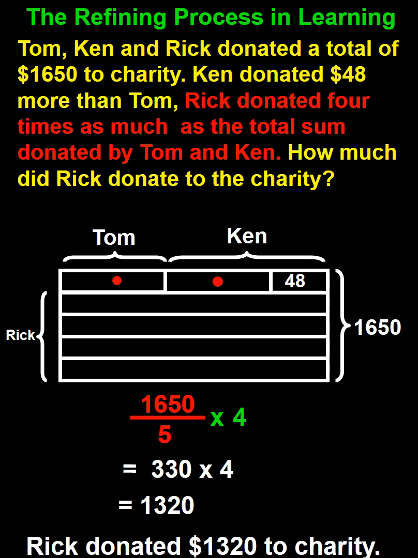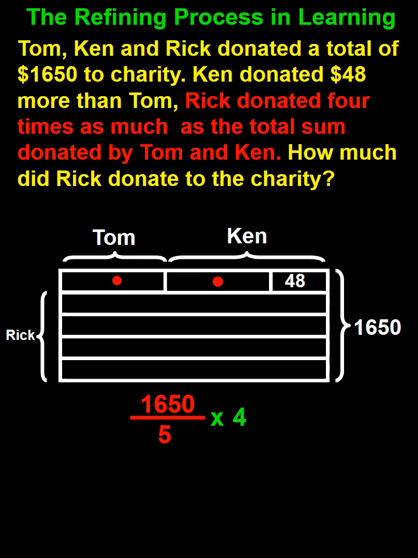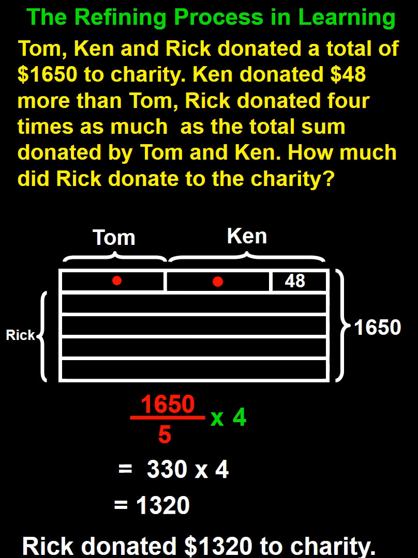by Rick to charity. I want to draw attention to the expression 1,650 over 5 times 4. This is an expression that tells a full story. Together with the diagram, it tells us that Tom, Ken, and Rick donated a total of 1,650 to charity, which can be represented by 5 big blocks. And since Rick donated 4 big blocks to charity, dividing that by 5 multiplying by 4 will give the amount donated by Rick to charity.